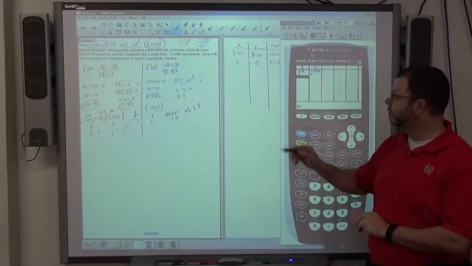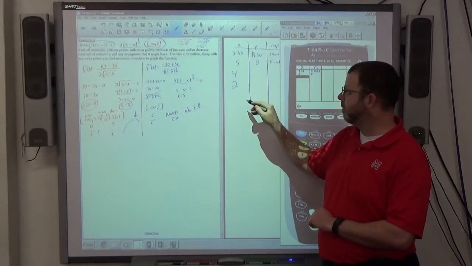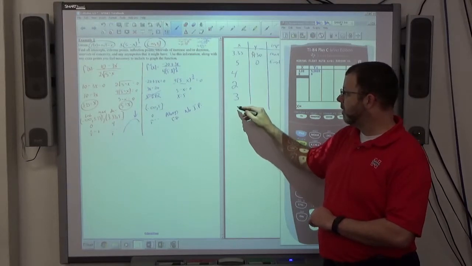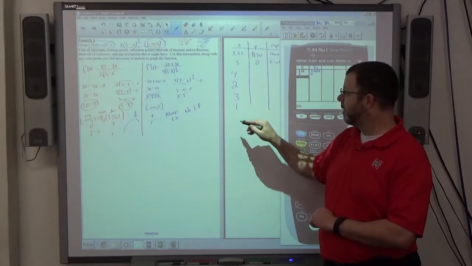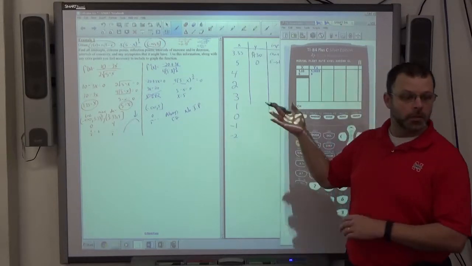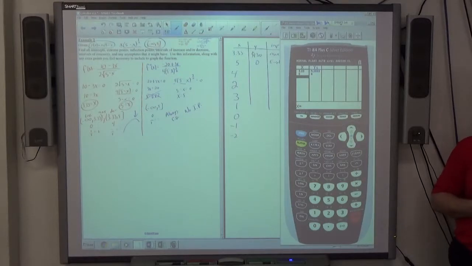4. And? 2. Keep going. 3. 1. 0. And so on, right? The extra points you pick is just going to give you more clarity as far as what the graph's going to be. All right? There's no magic to those numbers. We're just going to pick randomness.